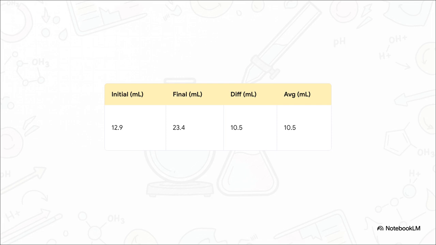By subtracting the initial from the final, we deduced the difference. It took exactly 10.5 milliliters of our unknown sodium hydroxide to neutralize the 10 milliliters of our standard acid. We averaged this out across our trials, confirming that 10.5 milliliters is for sure our golden number.